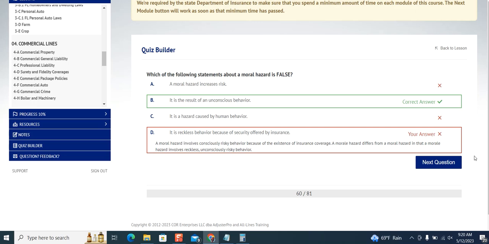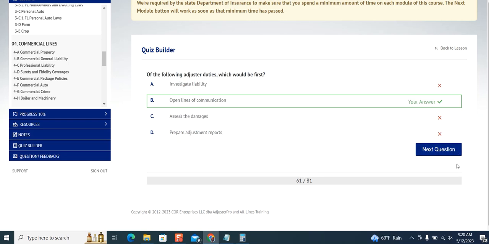Okay, which of the following statements about a moral hazard is false? It is a reckless behavior because... Oh, no, wait. It is the result of an unconscious behavior. Okay, that's just something I gotta study. It's knowing what the words mean, you know. That's the number one thing. I just didn't know what the word meant.